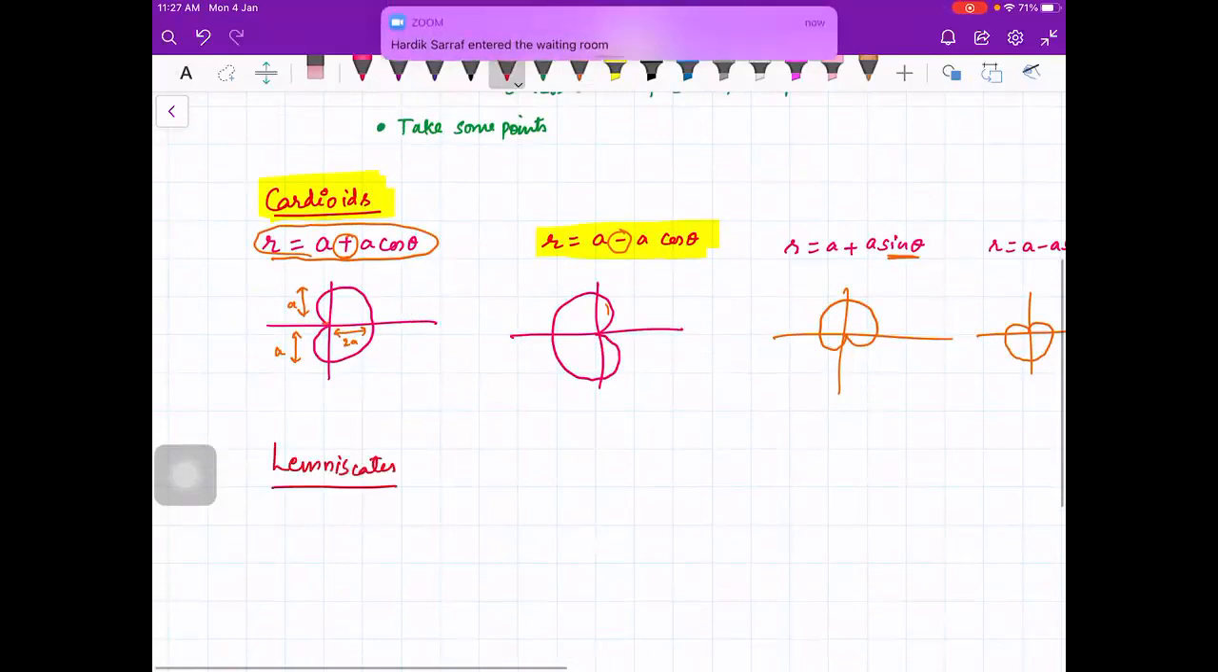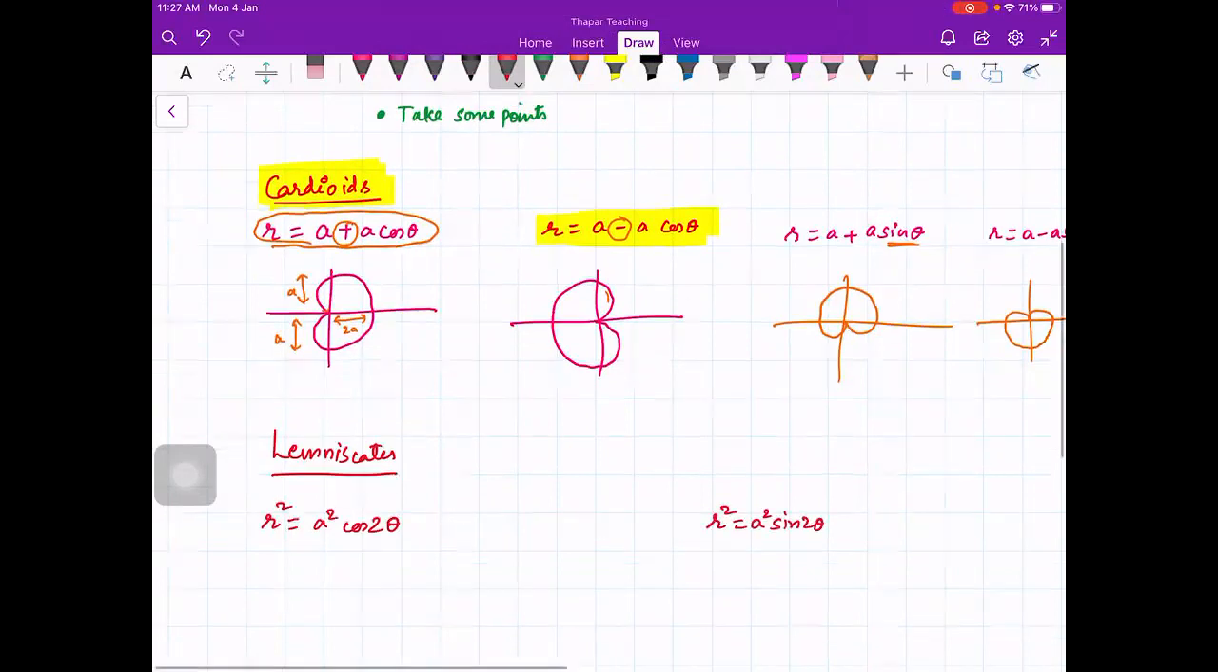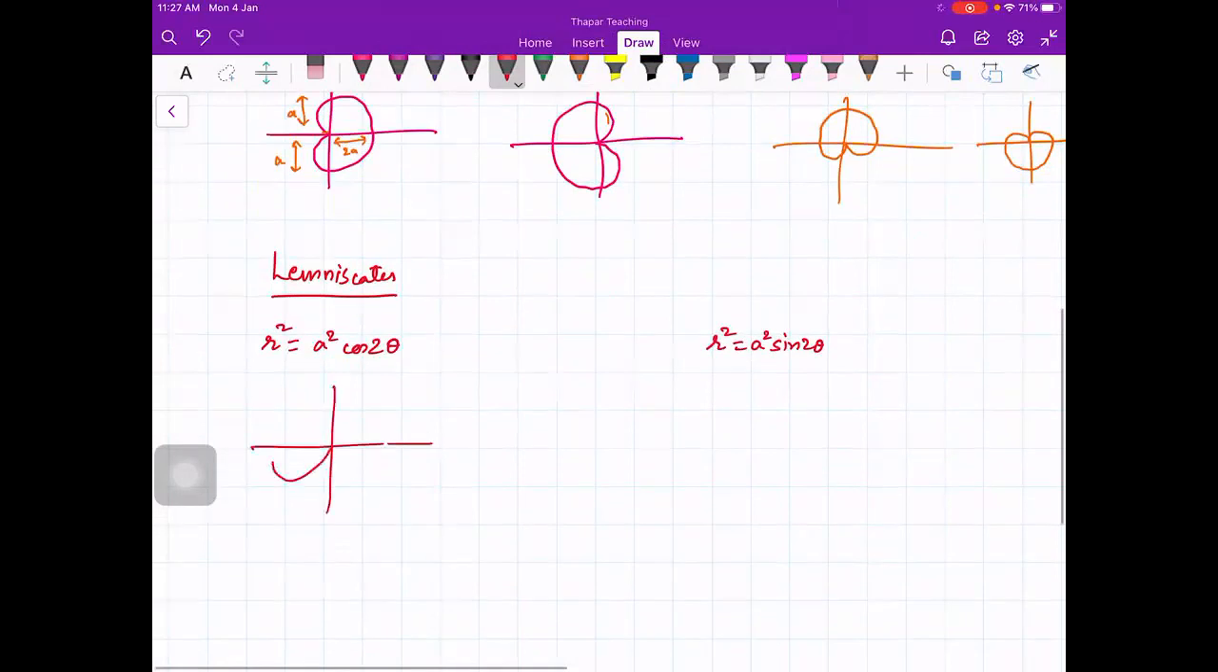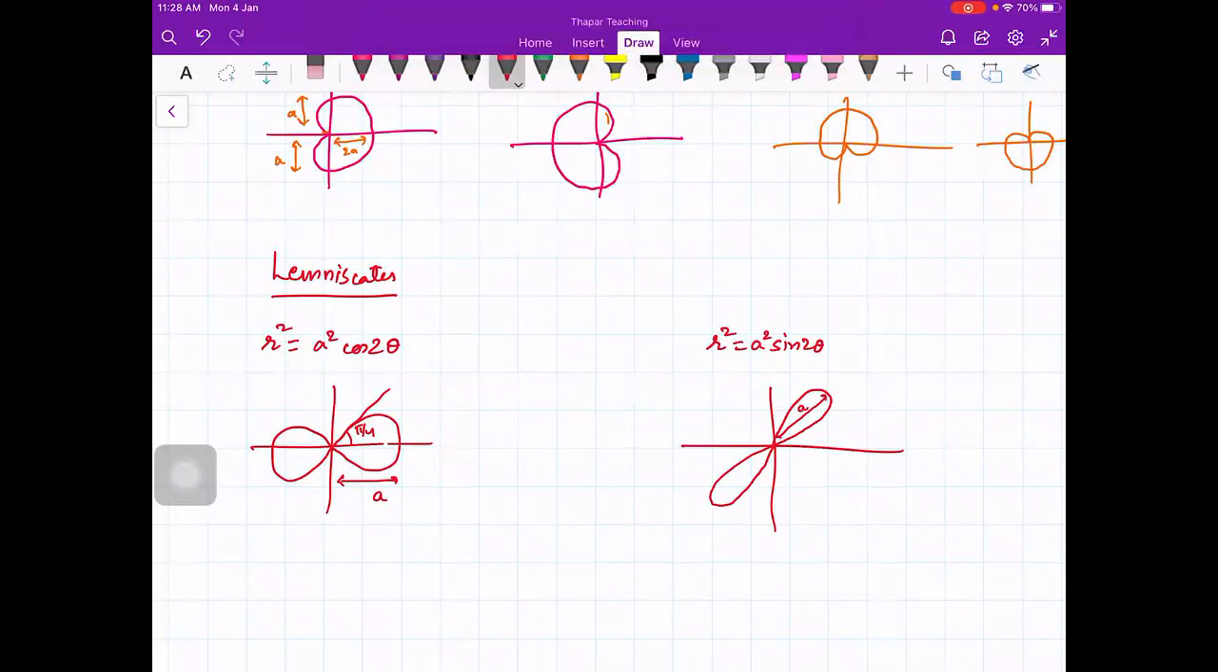Lemniscates were these: r square is equal to a square cos 2 theta, and then r square is equal to a square sine 2 theta. So r square is equal to a square cos 2 theta looks like this. This is the curve where this distance is a and this angle is 45 degrees. And if you plot the other lemniscate, you will get something like this, and this distance is a. So I will recommend that everybody should plot these curves.